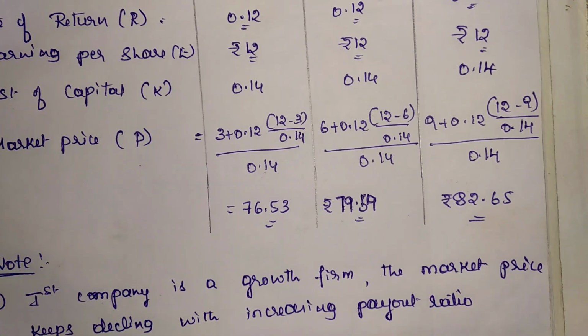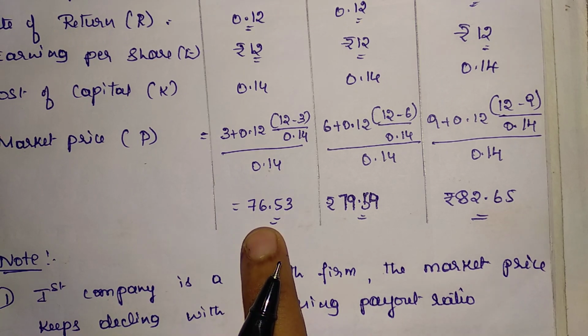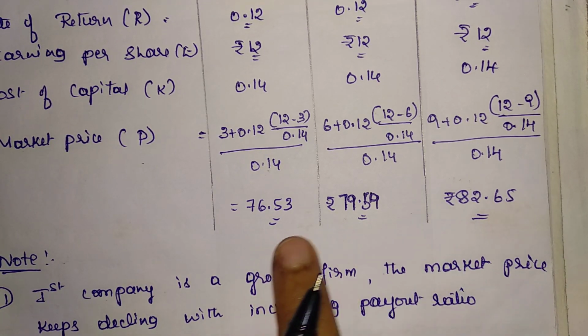You can see when payout ratio increases, market price also increases. So you can observe the changes here.